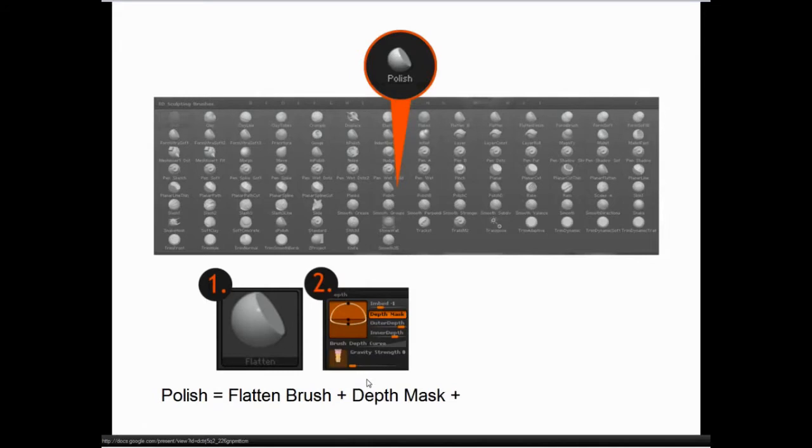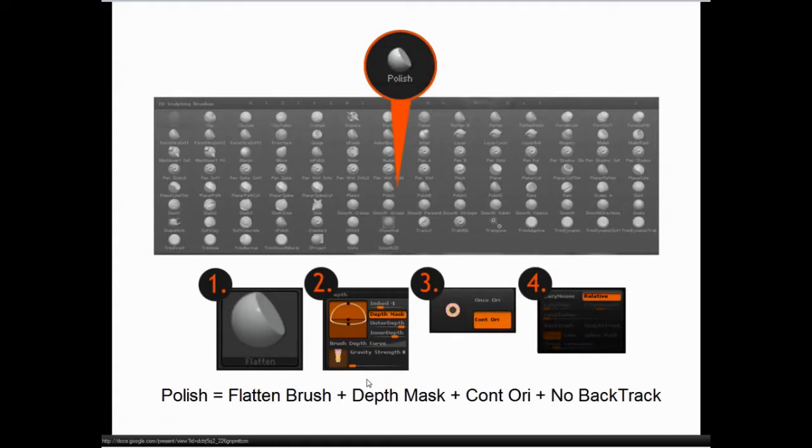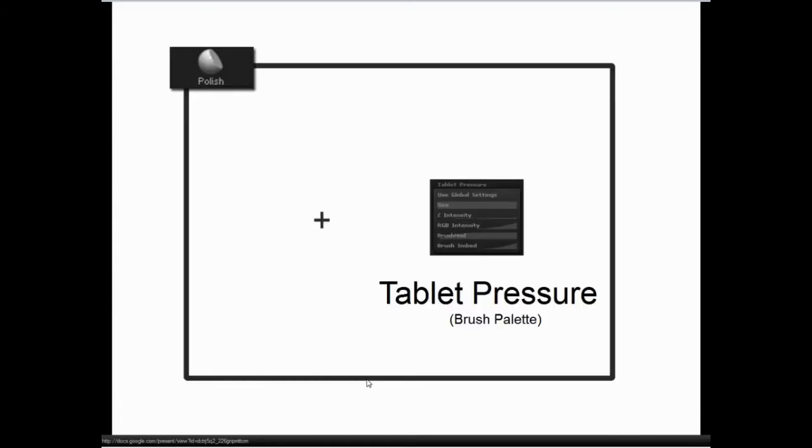So the flatten brush plus very specific depth masking plus, in this case, continuous orientate, because it's like rubbing the surface of our model, surface of, say, a wood carving with sandpaper. You're just continuously adapting to the surface. No backtrack. None whatsoever. But polish introduces a couple of other new features for us as well. One of them is tablet pressure.